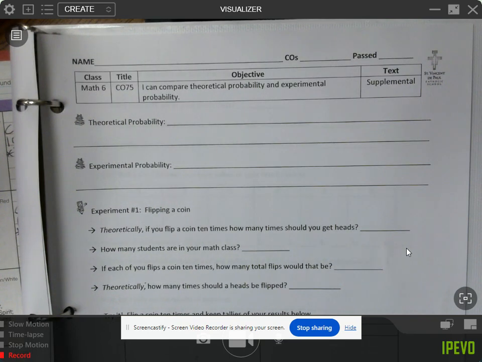Morning. Today we are doing our last objective of this unit.